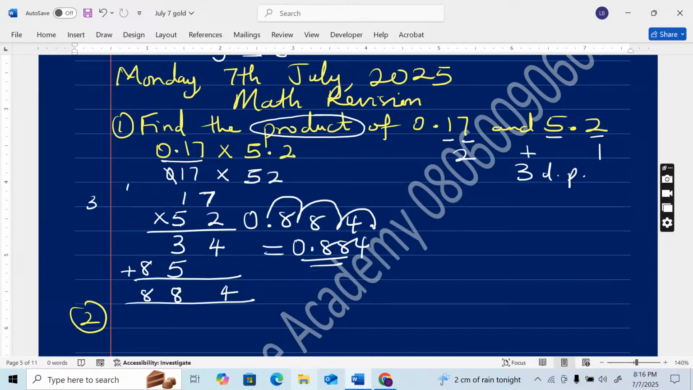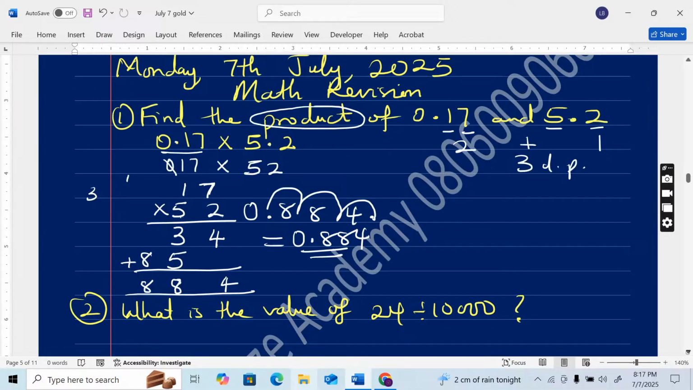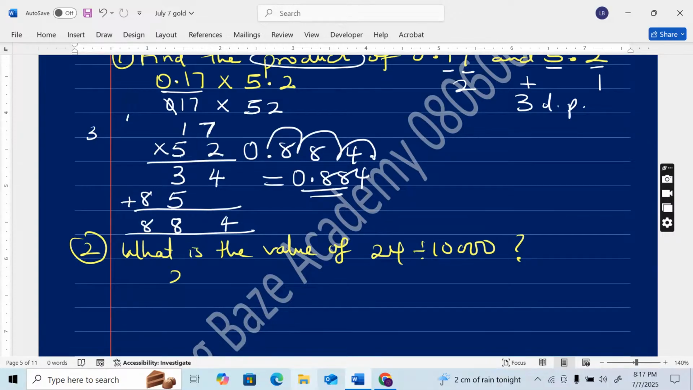You are expected to write very fast. What is the value of 24 divided by 10,000? So this is 24 over 10,000.